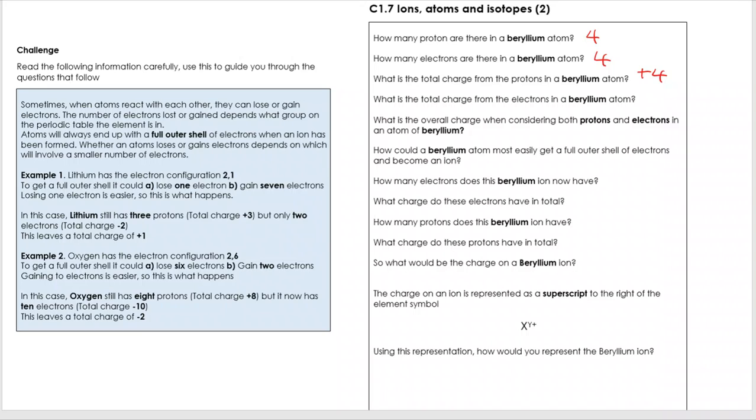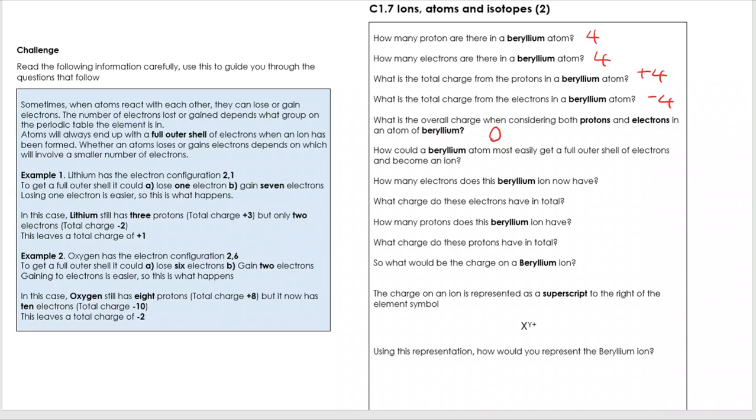In a similar way, what would the total charge from electrons in a beryllium atom be? That would be -4. Electrons have a charge of -1. There are 4 of them. That's -4. Now, if I've got a charge of +4 and a charge of -4, the overall charge in my atom of beryllium is going to be 0, the sum of those charges.